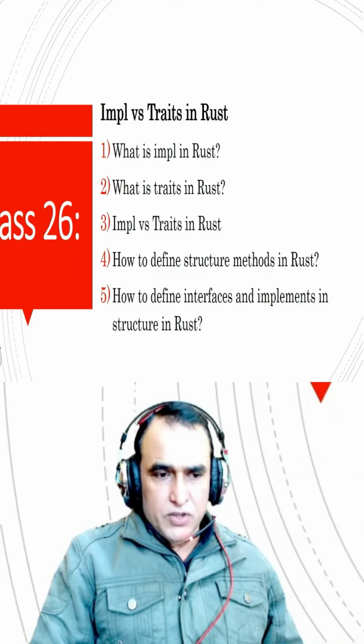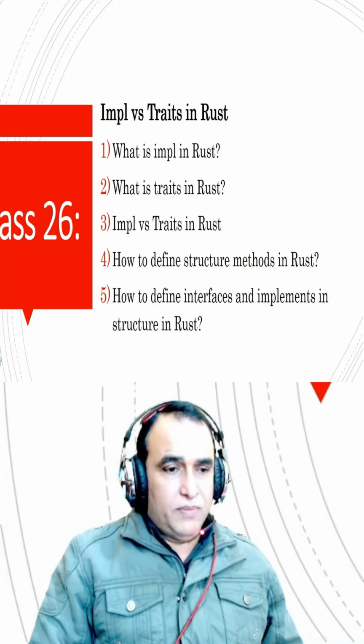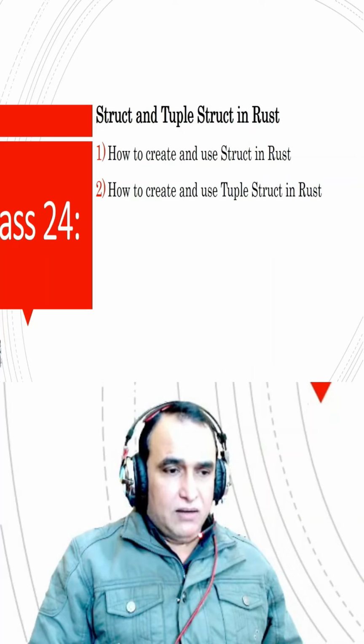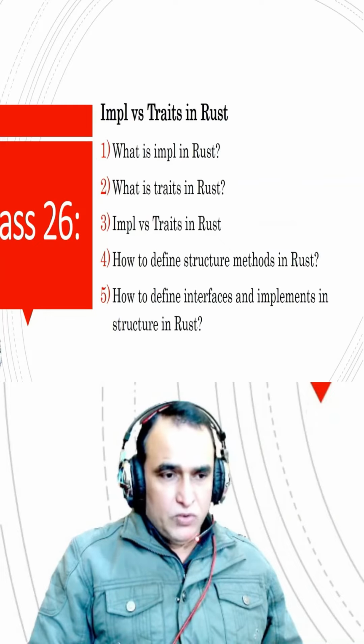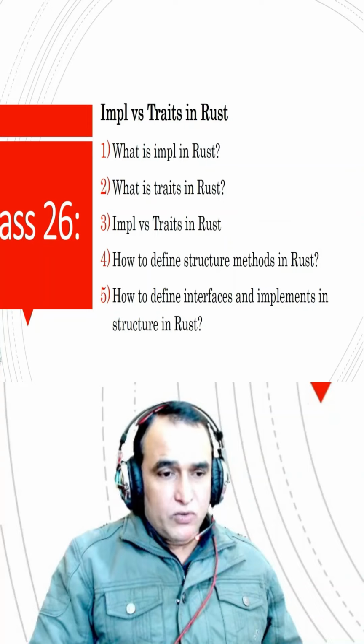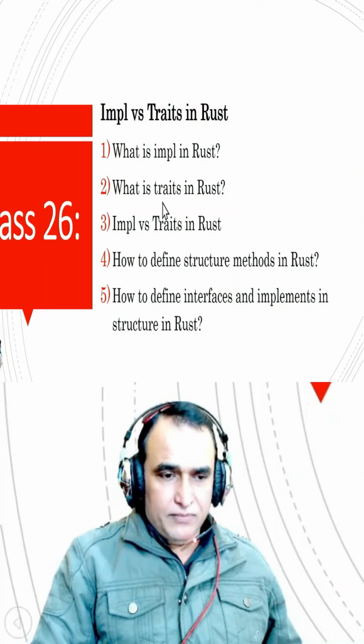So the first question is, what is impl in Rust? impl means implementation, and we use it to define a method for a structure. Remember that in the last video we learned about structures and tuple structures. Then we also learned pass by reference of a structure in Rust. So it's linked with a structure: how to define a method for a structure in Rust, we use impl.